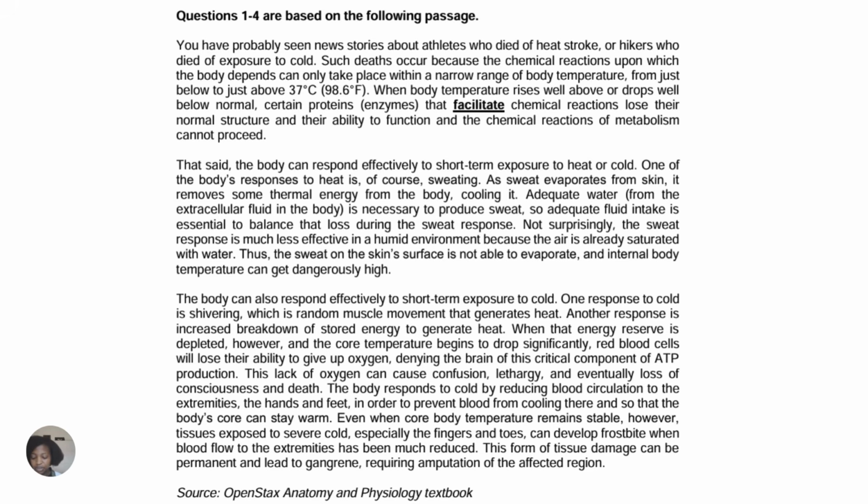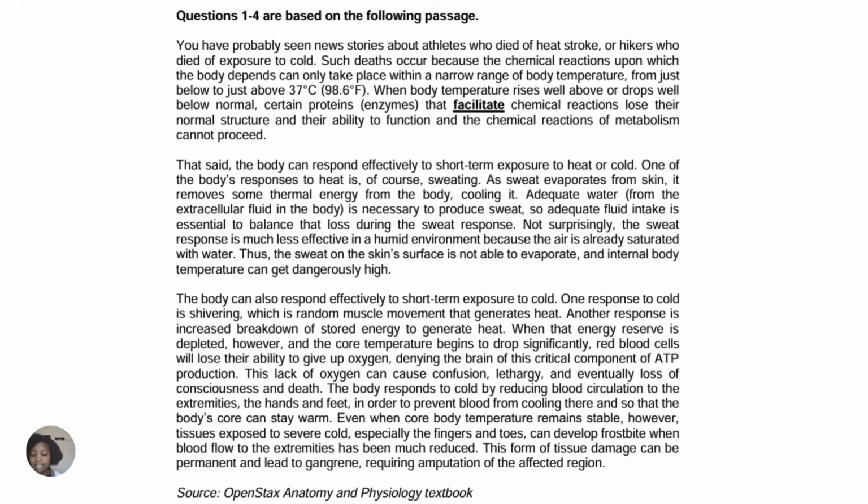Let's go. You have probably seen news stories about athletes who died of heat strokes or hikers who died of exposure to cold. Such deaths occur because the chemical reaction upon which the body depends can only take place within a narrow range of body temperature from just below to just above 37 degrees Celsius. When body temperature rises well above or drops well below normal, certain proteins or enzymes that facilitate chemical reactions lose their normal structure and their ability to function, and the chemical reactions of metabolism cannot proceed.